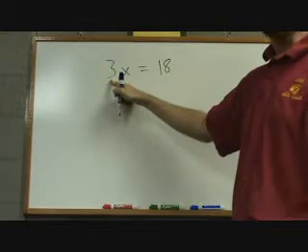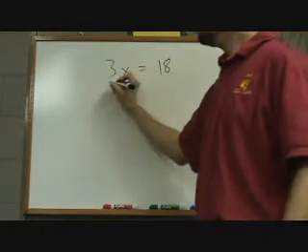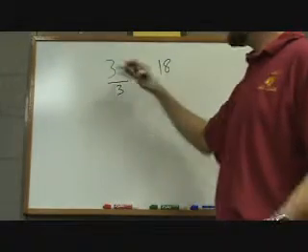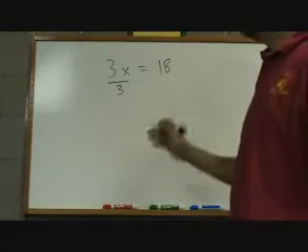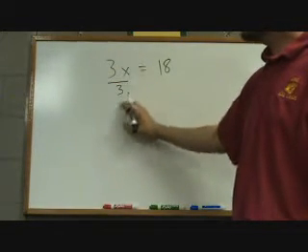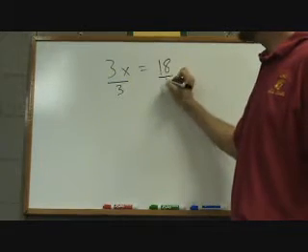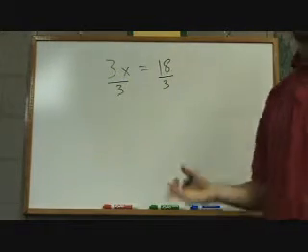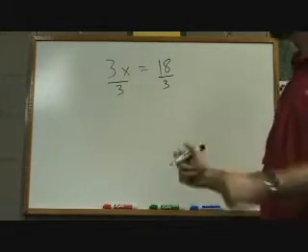In other words, how do I get rid of that? How do I get x by itself? Well, I'm going to divide by 3, because that's the opposite of multiplying by 3. If I divided the left side by 3, then I need to divide the right side by 3. That again keeps it equal so that things are in balance.